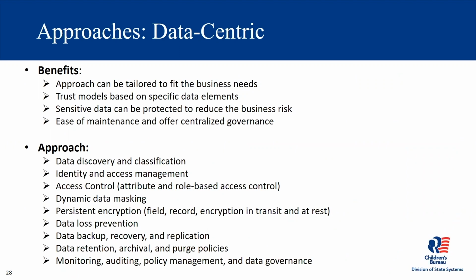So it can help the agency to tailor it to the needs of the business. It can protect sensitive data to reduce business risk. It can provide ease of maintenance and centralized governance. And on a high level, let's talk about how do we design and implement this strategy. The organization needs to start with data discovery and classify the different data that they use and manage and access, data access methods, the type of access controls, and evaluating dynamic data masking solutions, and looking into the persistent encryption.